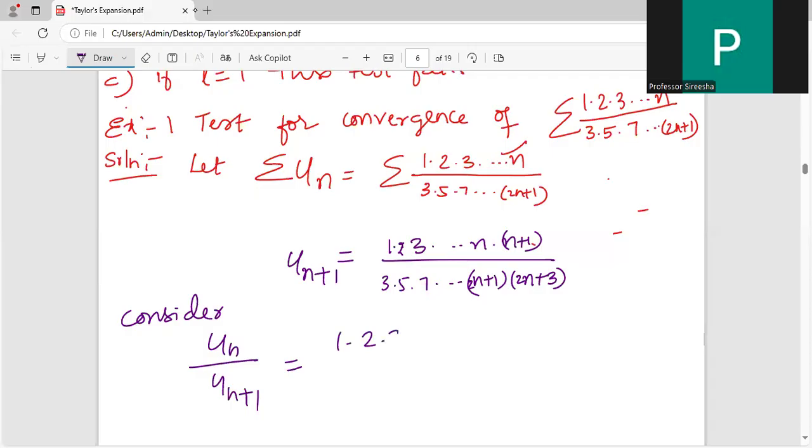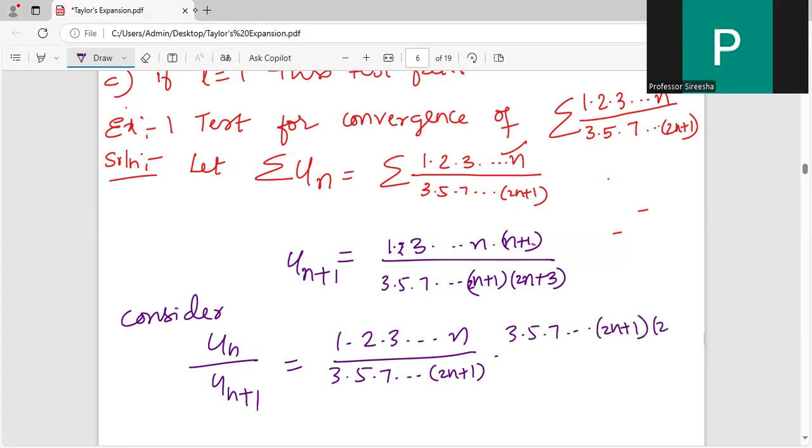1 into 2 into 3 and so on till n by 3 into 5 into 7 and so on till 2n plus 1 into 3 into 5 into 7 and so on till 2n plus 1 into 2n plus 3, by, ulta, because the denominator goes to the numerator. So 1 into 2 into 3 and so on, n into n plus 1.